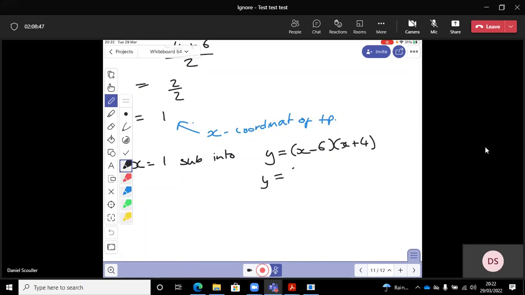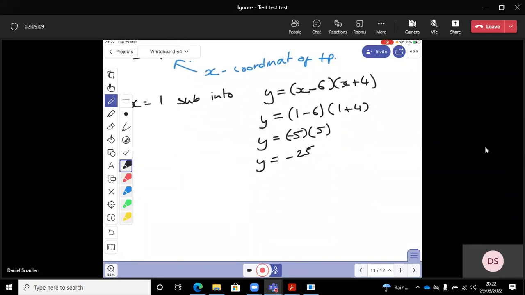So y equals, when x is equal to 1, minus 5 times plus 5. Remember the two brackets beside each other, we don't write it, there's a wee multiply in between them. That means they're multiplied together, so you're getting minus 25. So your turning point is x is equal to 1 and y is equal to minus 25.